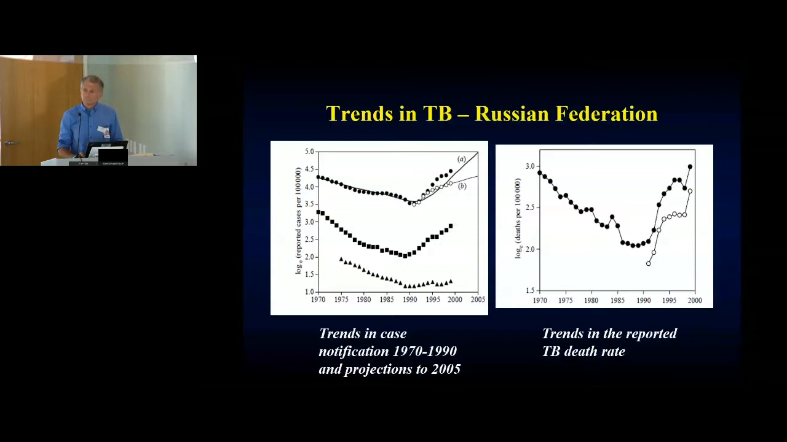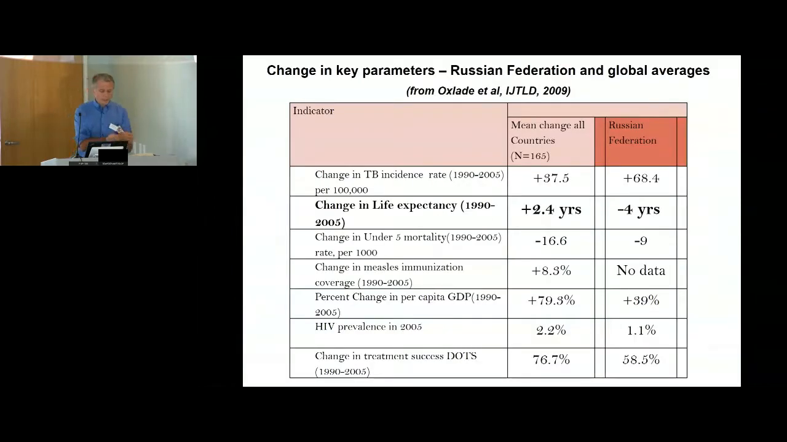What about Russia? Again, after the breakup of the former Soviet Union, there was a dramatic resurgence in TB with a complete reversal, a nice downward trend for a couple of decades, and suddenly it just shot up very steadily. Mortality, case notification, etc. So what was that about? Actually, Olivia and I and others looked at this with some interest, just looking at general indicators, what was going on.